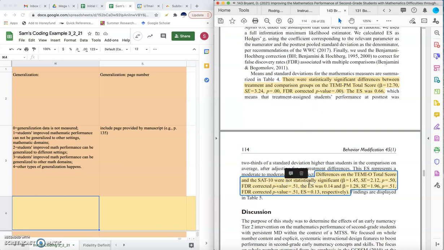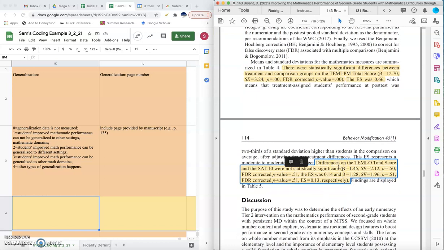Now if I go down here to the TEMI-O, what it says is that it was not statistically significant for the TEMI-O, and then also, I believe, for the Stanford or the SAT-10. So what that means is students in the treatment group were not statistically significantly higher than the control group, which to me says they did not do as well on the TEMI-O and the SAT compared to the TEMI-PM. The TEMI-PM, they rocked it. There was a statistical difference. Awesome! Versus the TEMI-O and the SAT, it was not statistically significant.